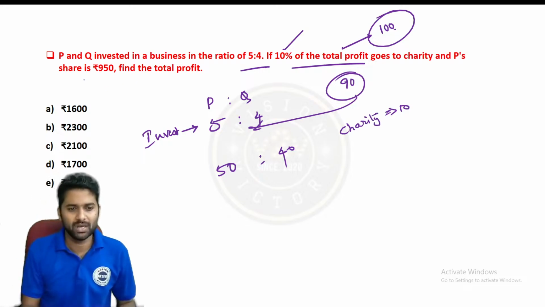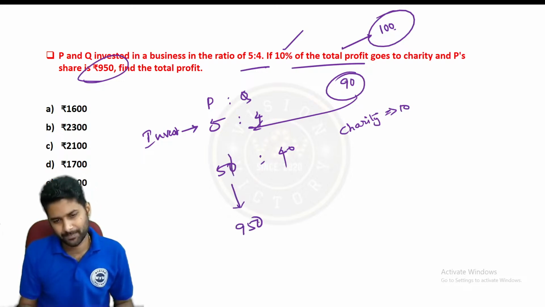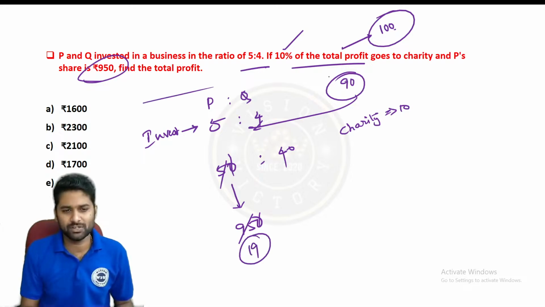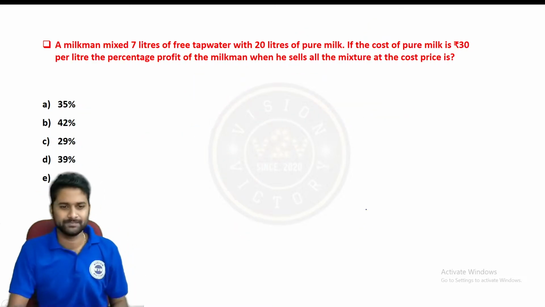Now the question. If the share of P is exactly equal to 950, it's exactly equal to 19 times. What is the total profit? Total profit is 1900. Why? Because we are assuming 100 units, and each unit is 19 rupees.